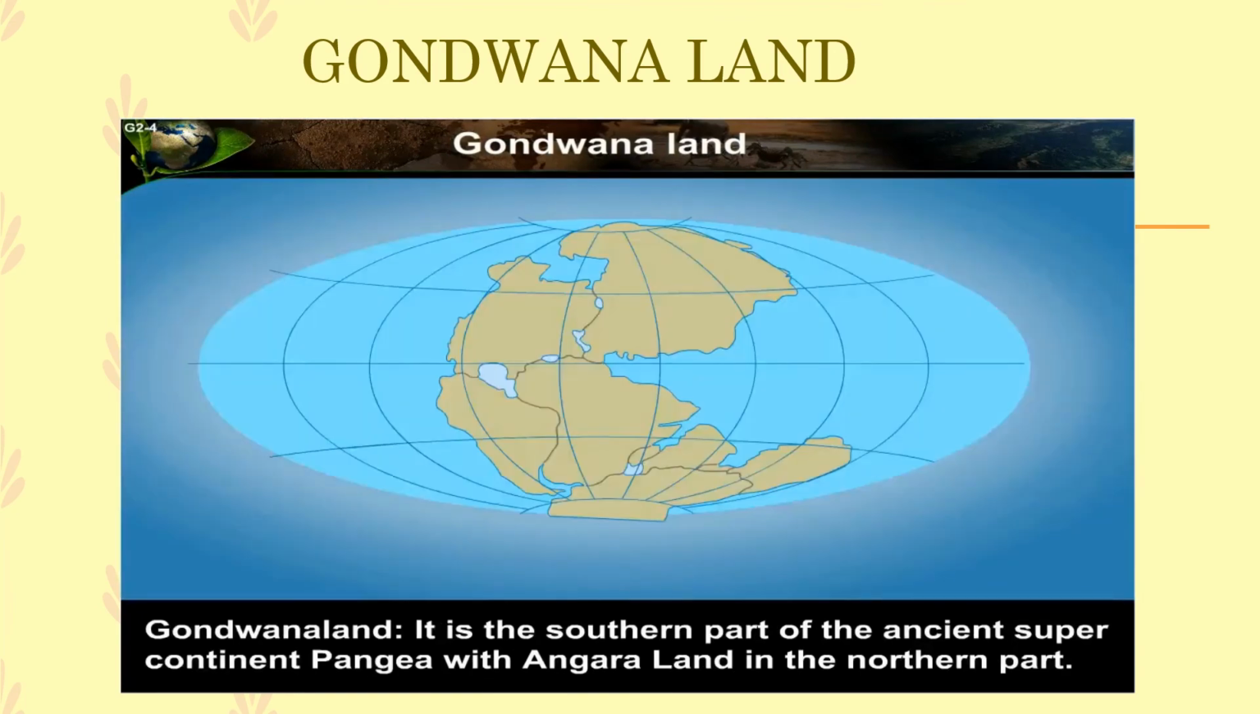Gondwana Land is the southern part of the ancient supercontinent Pangaea, with Angara land in the northern part.